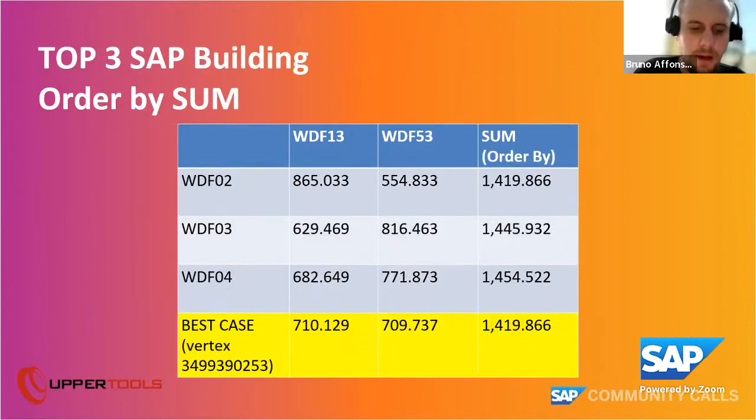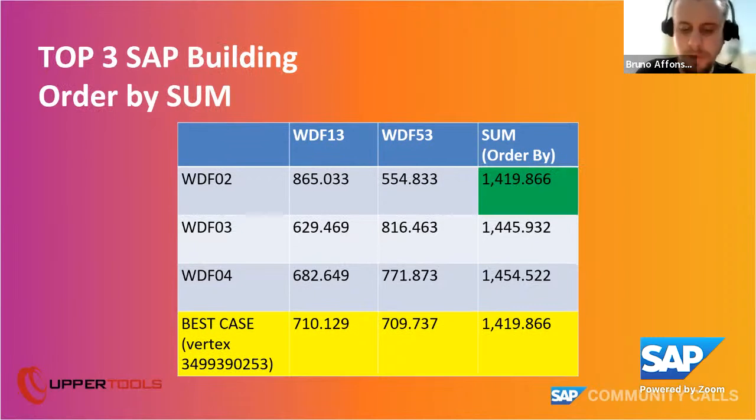So, considering the best case just for reference, which is the vertex we found previously, and ordering by the sum, we get this data set, and we find the SAP 2, which has a value equal to our best case. Okay.